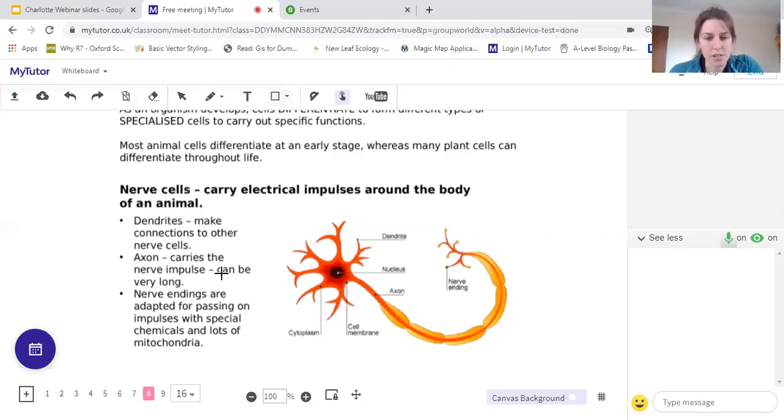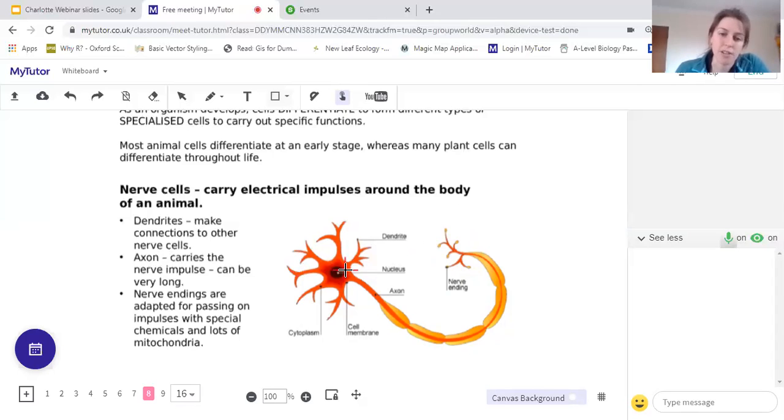They also have an axon, which is this long bit here. That's what carries the nerve impulse. And that's the bit that can be very, very long. So you'll always have a dendrite at one end, and then a nerve ending at the other. And then joining them is the axon that carries the impulse. Nerve endings are adapted for passing on those impulses with special chemicals. And they also have lots of mitochondria to provide lots of energy for passing on those impulses.